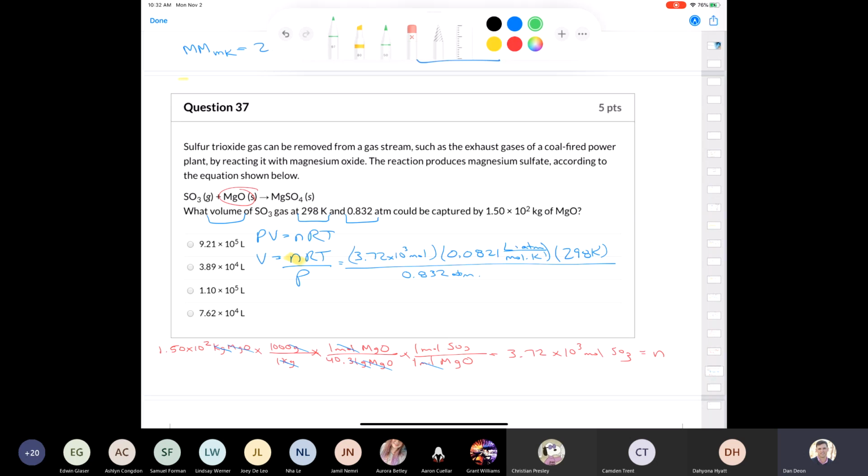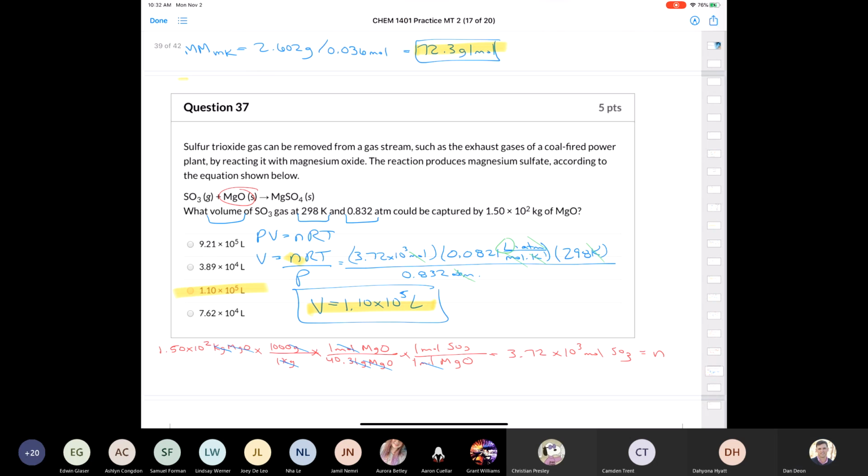Look at this. All the units should cancel. Moles cancel. Atmospheres cancel. Kelvin cancel. And I'm left with volume. When I punch all that into my calculator, I get a volume of 1.10 times 10 to the 5 liters. And so that is my final answer.